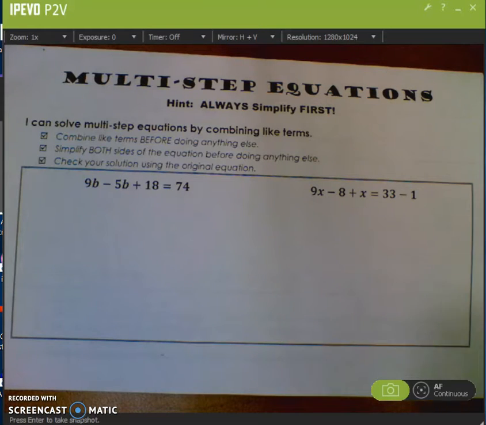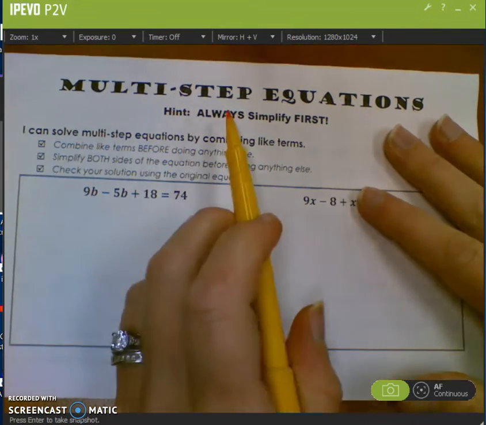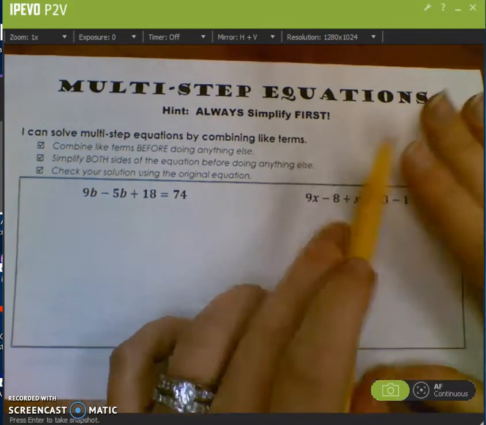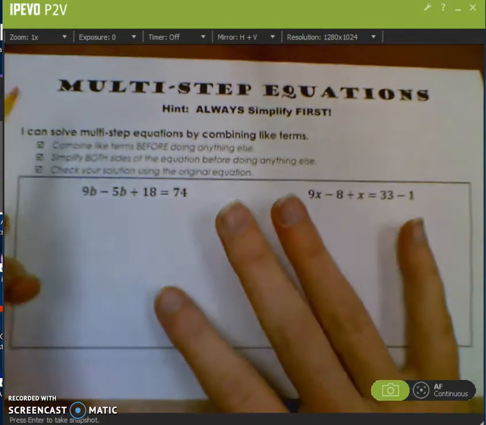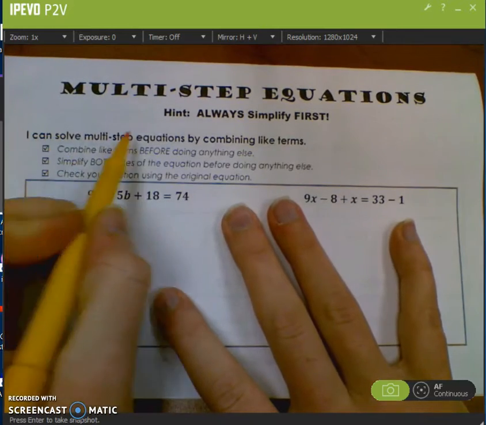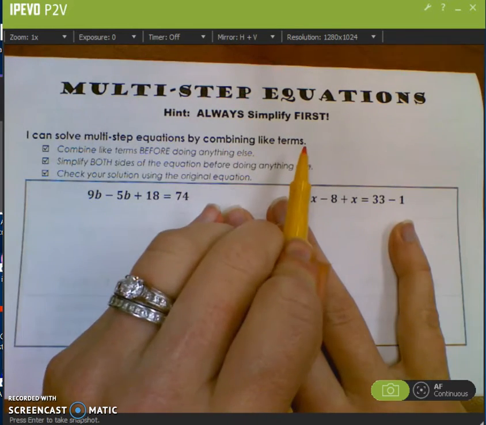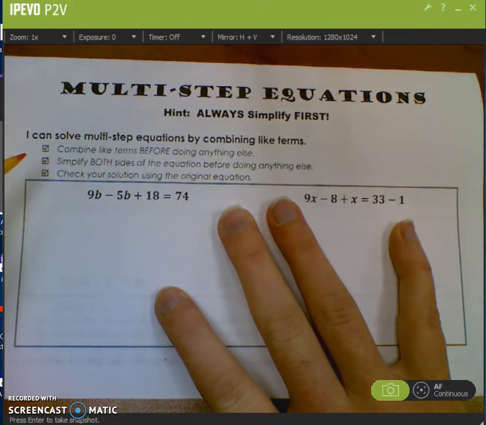Okay, today we're going to be working on multi-step equations, and the little hint that I put here is always simplify first. So we always want to simplify before we solve for a variable. Our learning target is I can solve multi-step equations by combining like terms. Our little checklist is listed here for solving.